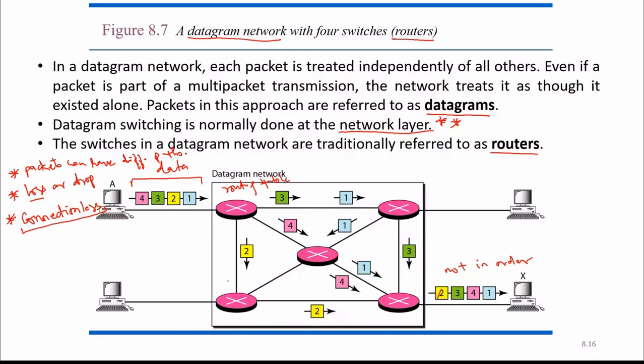These switches are called routers, or sometimes packet switches. Initially in circuit switching it was called a switch, but in the case of datagram networks it is called a router, or a packet switch. This packet switch or router does not have any information about the state of the connection between a particular source and destination. That's why the datagram network is considered a connectionless network.